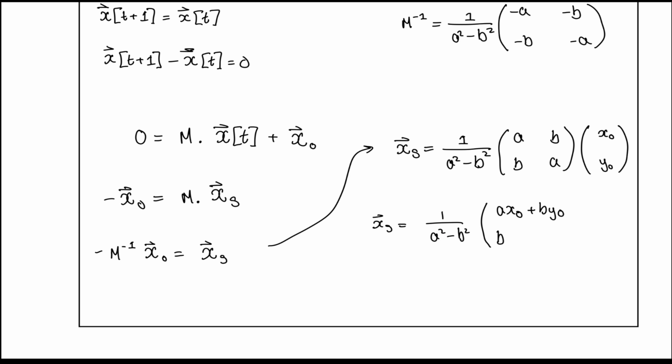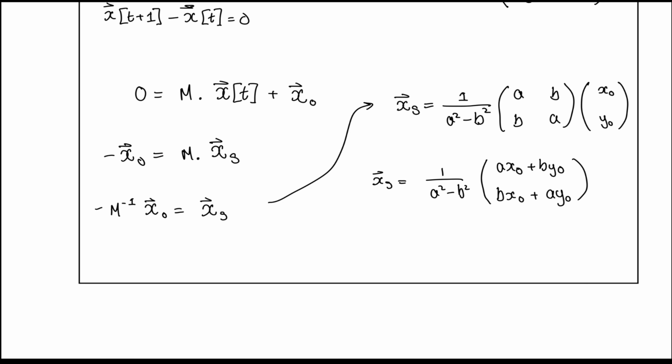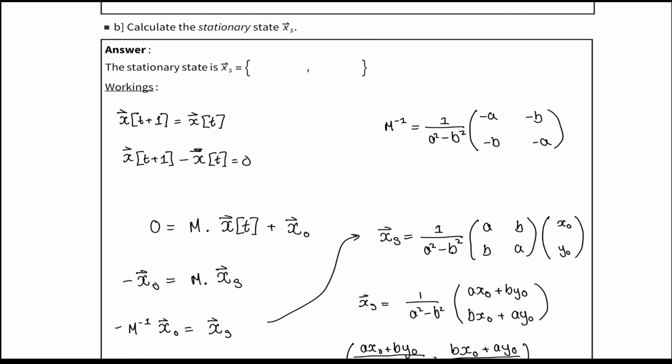And so we get 1 over a squared minus b squared, brackets, a x0 plus b y0, and then b x0 plus a y0. So our steady state is (a x0 plus b y0) all over a squared minus b squared, comma, (b x0 plus a y0) all over a squared minus b squared. Cool. So if we just rewrite that into here, this is what we get.